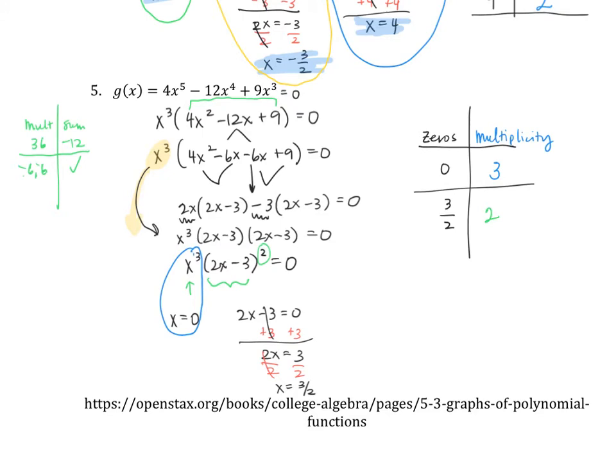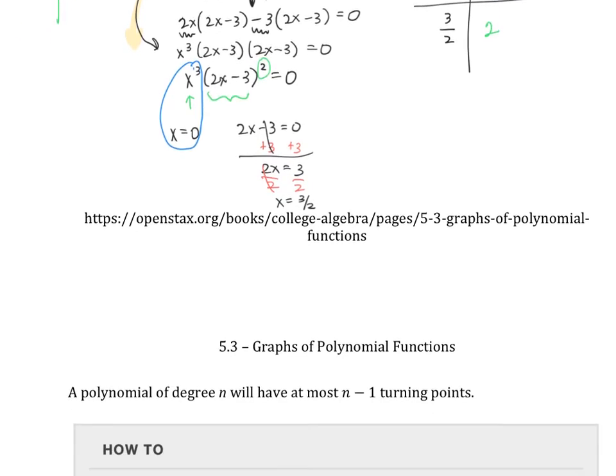Okay, so really this goes back to finding the x-intercepts. It's the same work, it's the same process. It's just now they're called zeros, and you're having to look at the exponent on the factor to find the multiplicity.